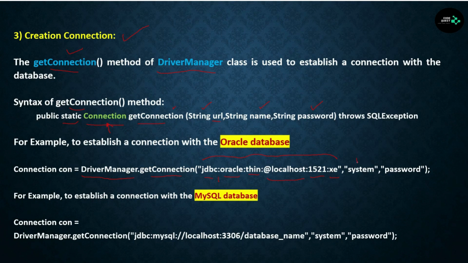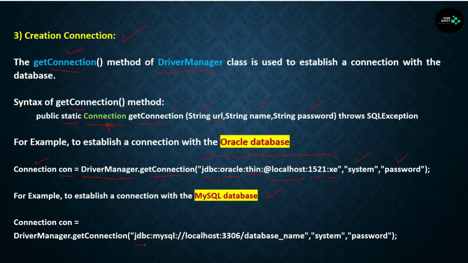Now the second argument is the username and the third is your password. At the end, when this getConnection method is done, it returns a Connection interface object. Hence we have taken a reference, let's say con, of type Connection. Now, for example, if you are dealing with a MySQL database, we are going to do the same job, but the URL is going to be different.